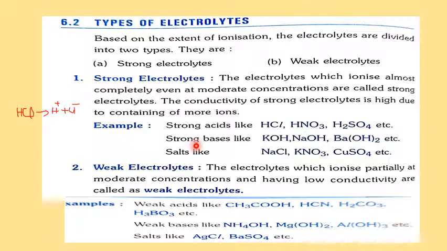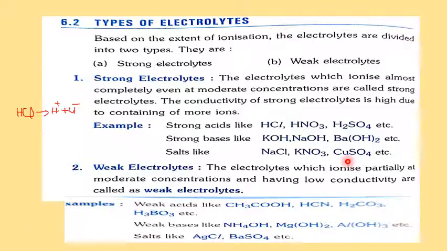Next, strong bases also, strong electrolyte like KOH. This is dissociated into K plus OH minus, NaOH, it also dissociates into Na plus OH minus. Next Ba(OH)2, it also dissociates into Ba 2 plus and 2 OH minus. Next salts like NaCl, KNO3, CuSO4, etc. NaCl completely dissociates into Na plus Cl minus. KNO3 dissociates into K plus NO3 minus. CuSO4 dissociates into Cu 2 plus, SO4 2 minus.